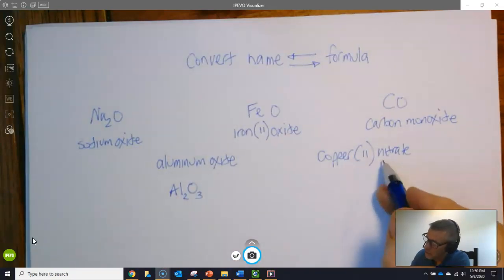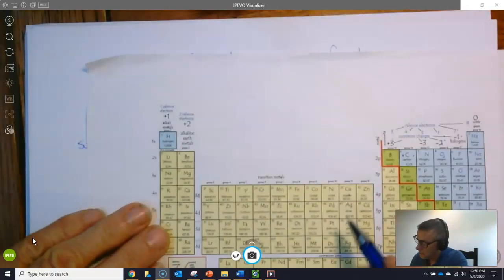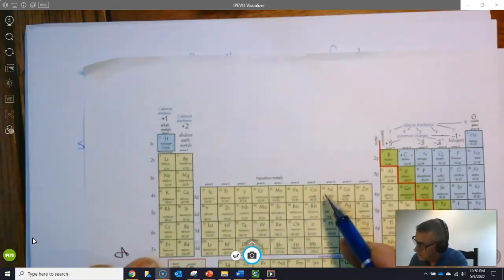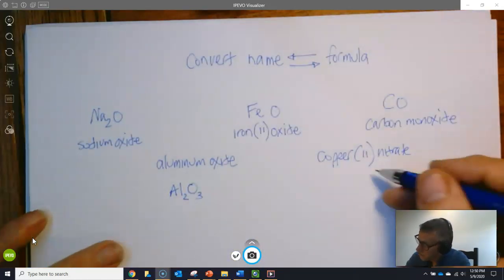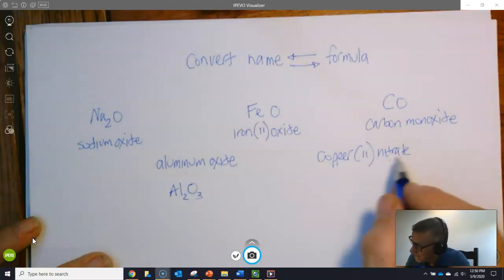Last one, copper(II) nitrate. Well, copper is in the central region. I guess I'll show that to you right there, not cobalt, copper right there, but that can go +2 or +3 commonly, but we just know that it's polyvalent and it's got a nitrate on it.